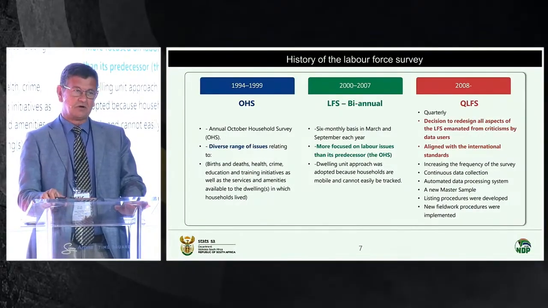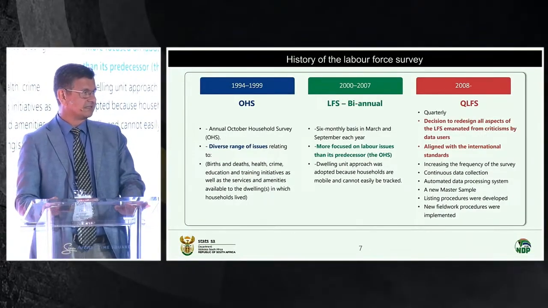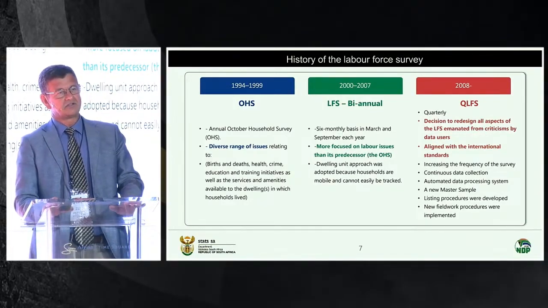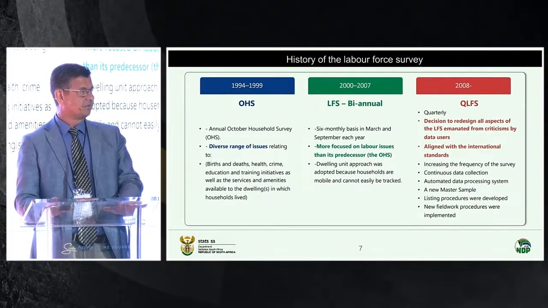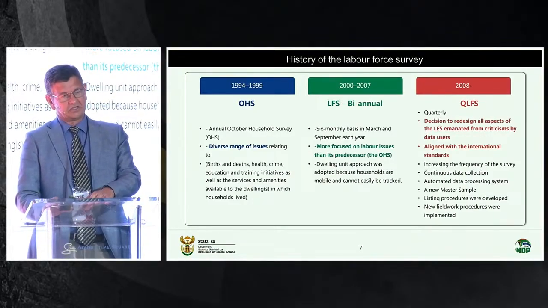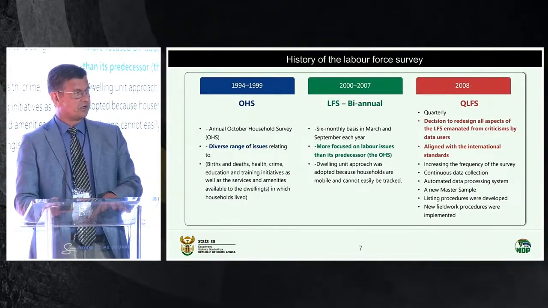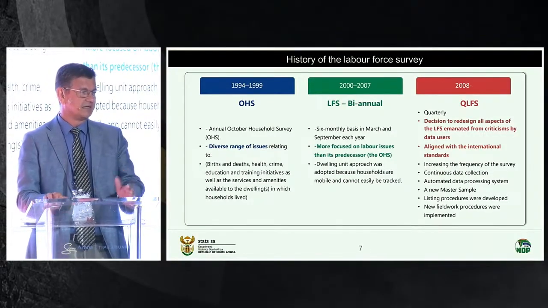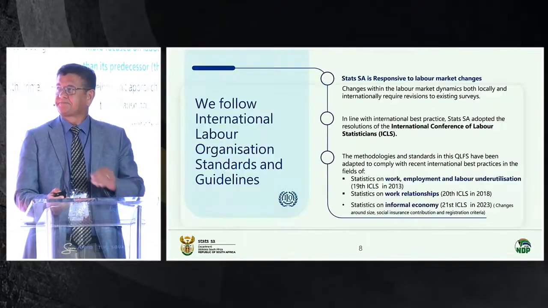The QLFS sample is derived from a population census. So once you have a population census every 10 years, that allows you to draw what we call a master sample. So from the census results, the methodologist will develop a master sample from which all the household surveys are then sampled, so that can be representative, for example, on a provincial basis, and the like.